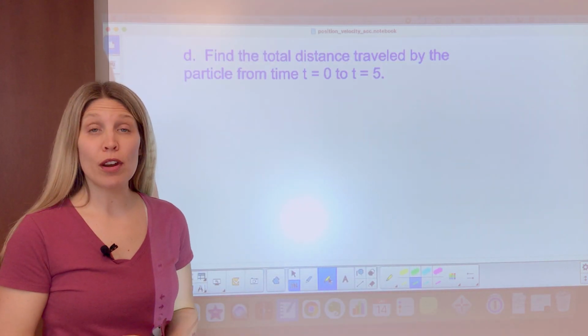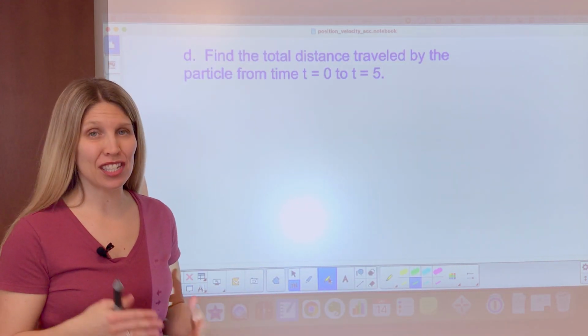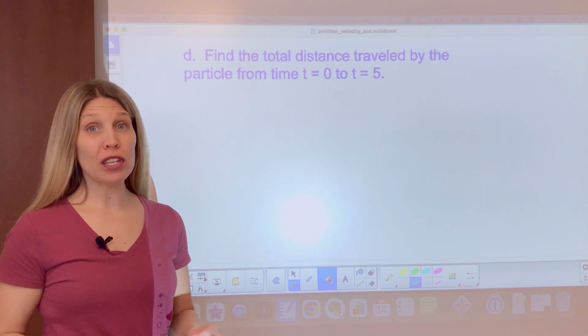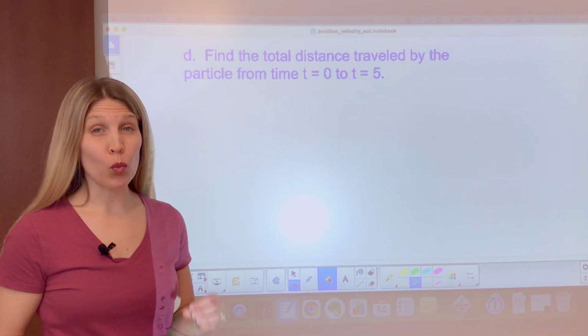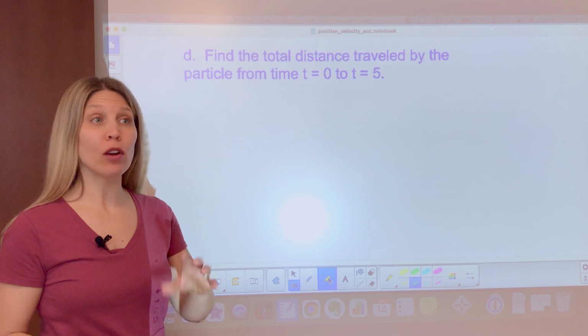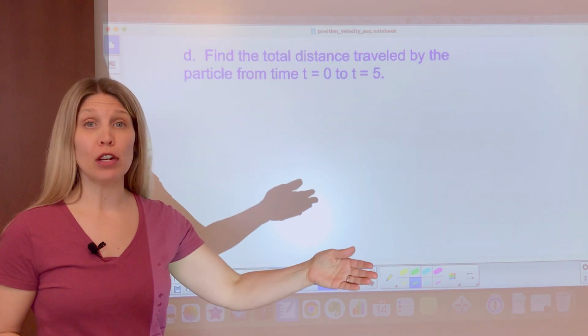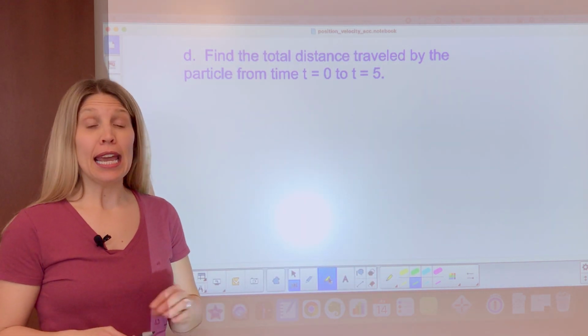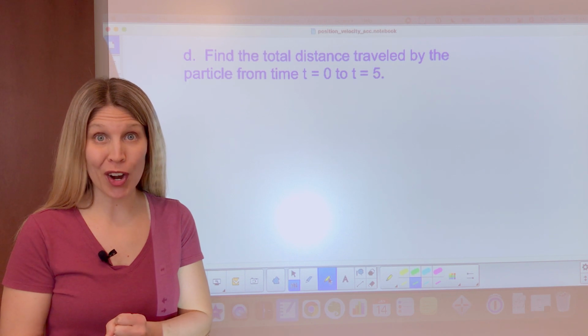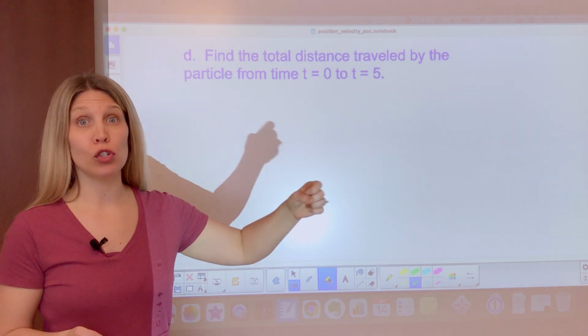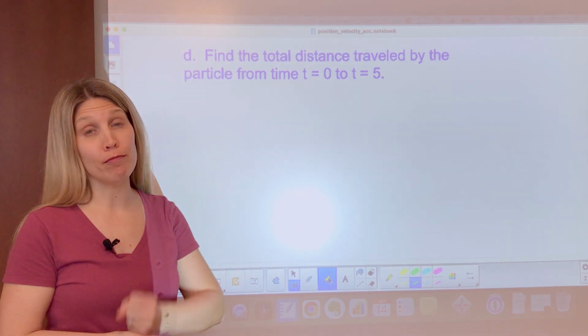All right, next they want to find what is the total distance traveled. So this means your odometer. What does your odometer read on your car? I don't care if you drive to your friend's house and come back home again. It's not going to be 0 where you started, right? I want to know how many miles you drove there and how many miles you drove back.